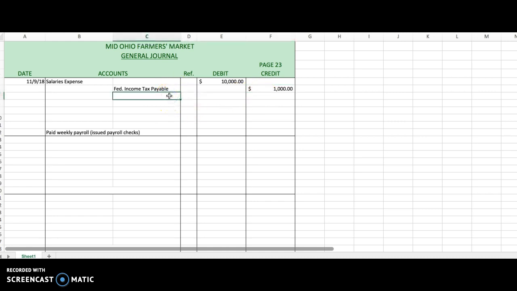There's also one called the state. Let's call it state income tax payable.